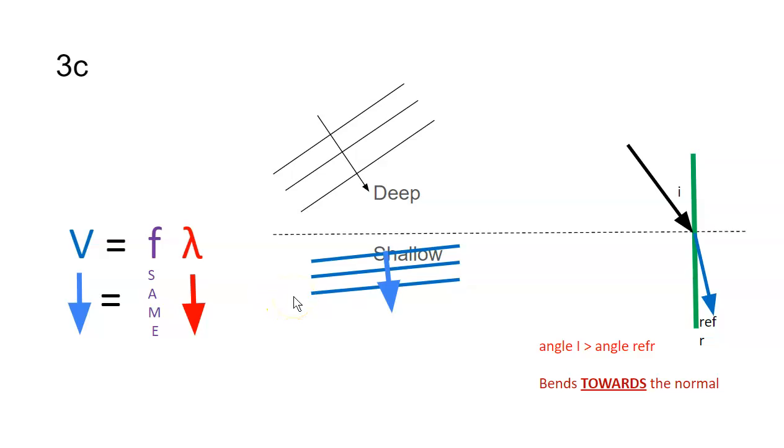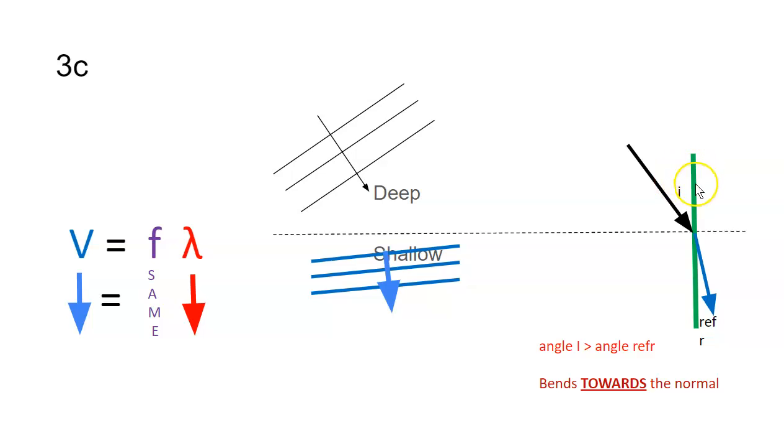Okay, now we have a wave going from deep water to shallow water, but it's at an angle. So first, like we saw when going from deep to shallow, shallow means slow, velocity goes down, the wavelength gets shorter. That's why these are drawn closer together. But we also have to consider that it's going in at an angle. When it goes in at an angle, the wave is going to bend.